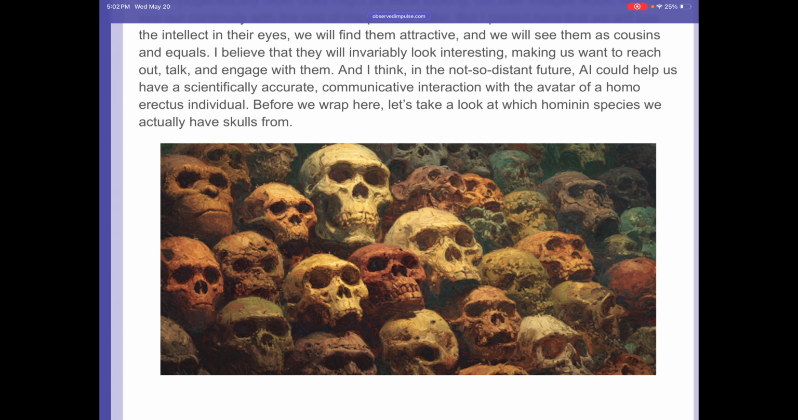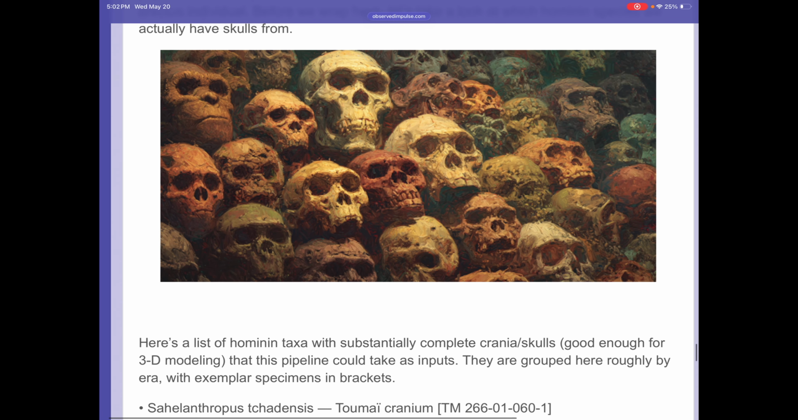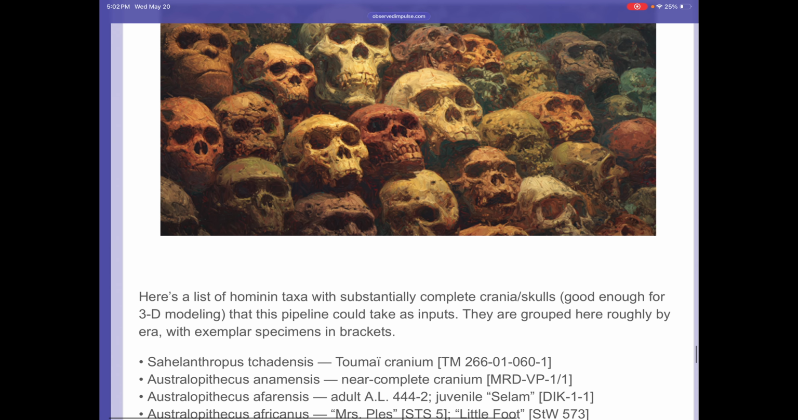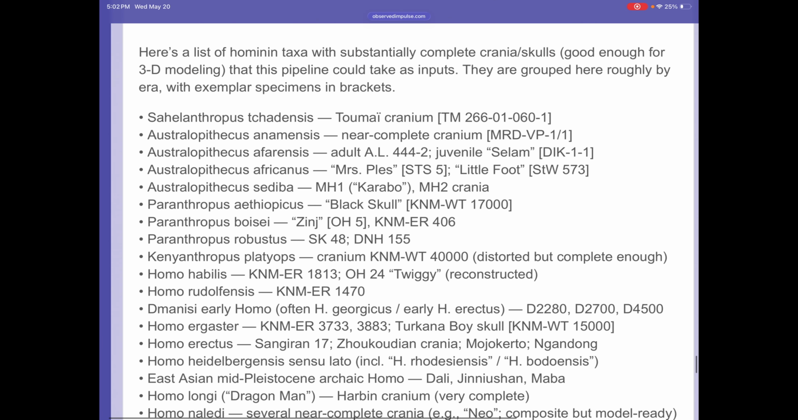Before we wrap up here, let's take a look at which hominin species we actually have skulls from. So these are the bones or the skulls that we'd be able to enter into this neural network to make predictions about. So here's a list of hominin taxa with substantially complete crania and skulls, good enough for 3D modeling, that this pipeline could take as inputs. They're grouped here roughly by era with exemplar specimens in brackets.